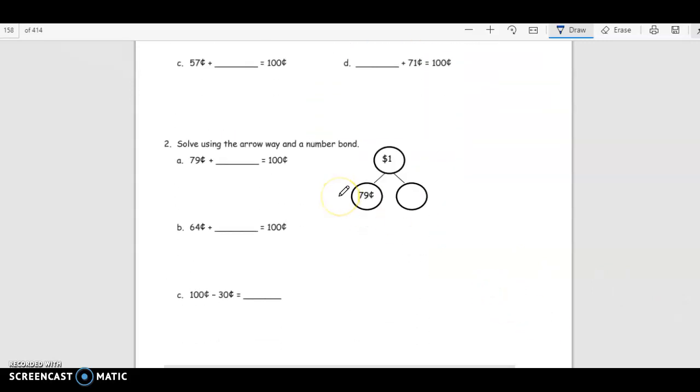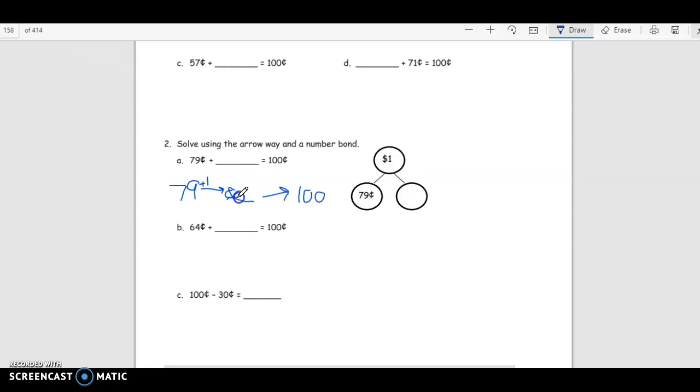Number 2, solve using the arrow way and a number bond. So you'll do the same thing. You'll do 79. The arrow. Okay, so if we're at 79 and we want to get to the next 10, we will add 1. Okay, so plus 1 takes us to 80.